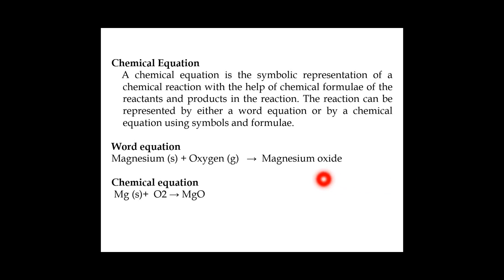This is the word equation of formation of magnesium oxide. Magnesium burns in the presence of oxygen, forms magnesium oxide. Magnesium and oxygen, which are involved in this chemical reaction, are known as reactants. Magnesium oxide, which is formed at the end of this change, is known as the product. Magnesium oxide is a new substance formed at the end of this change.